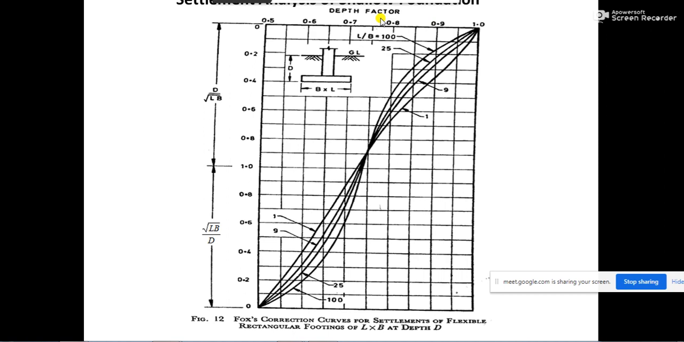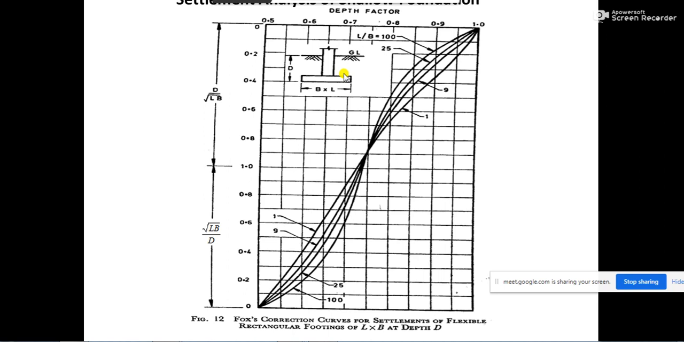Now once you get the value of the depth factor, what you will have to do? You will have to just multiply the depth factor by the settlement value you have calculated earlier, and thus you will be able to find out the settlement of the footing at a particular depth.